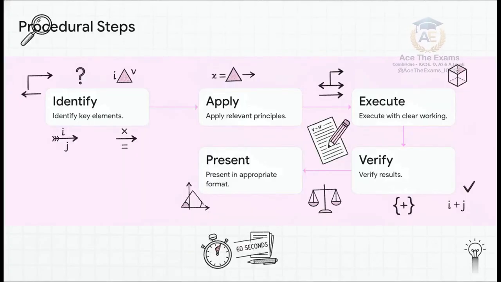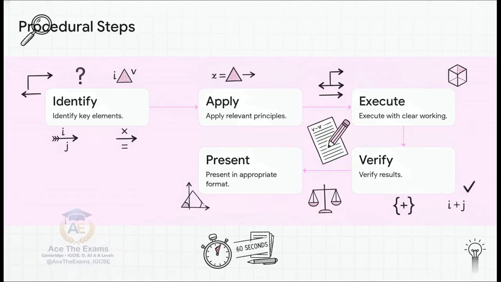Let's walk through this standardized procedural sequence. Consider this your definitive mathematics success blueprint. Step 1. Identify key elements. Ask yourself immediately, are you dealing with position vectors tied to an origin, or are you looking at direction vectors floating in space? Step 2. Apply relevant principles. Is this a scenario requiring vector addition to find a resultant force, or is it subtraction to find a relative displacement? Step 3. Execute the analysis with crystal clear working. Write down every single step. Do not do it in your head.